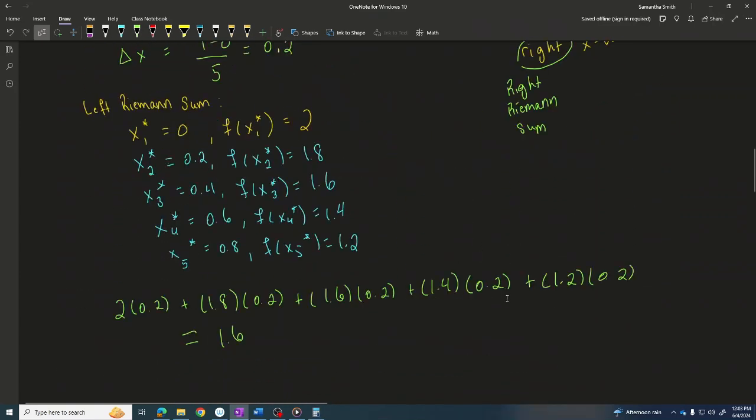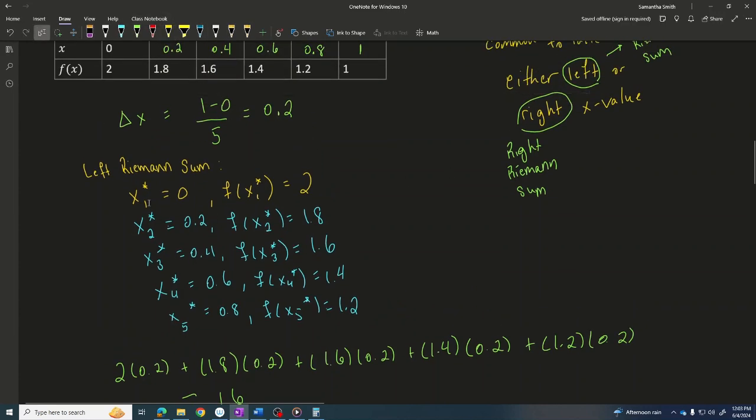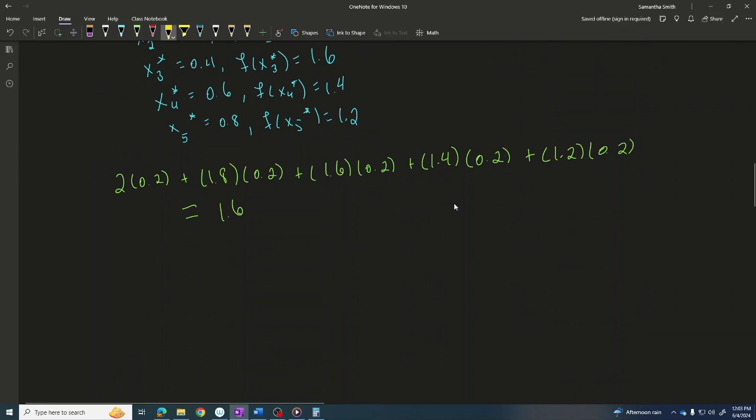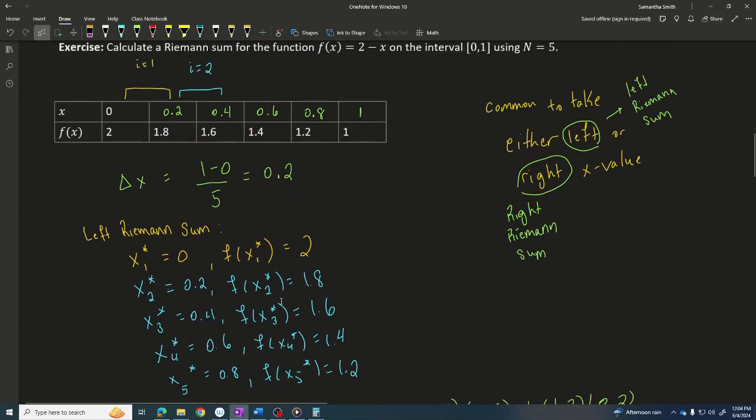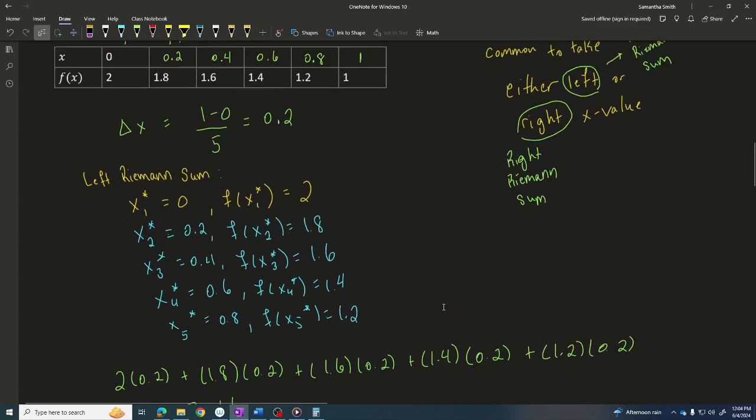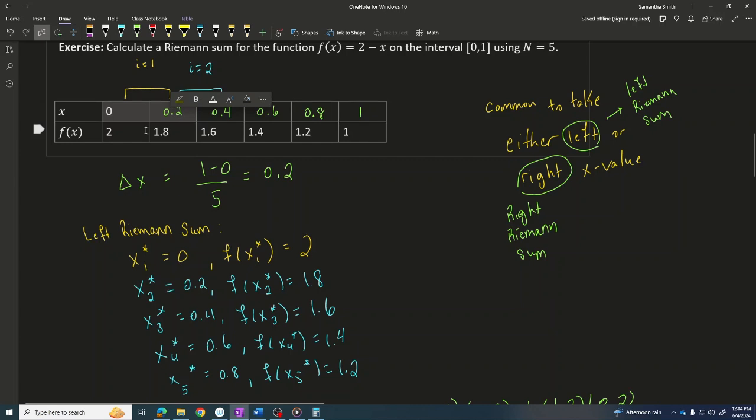Now, of course, it is also possible to make other decisions about what x's from each chunk you're going to choose. For example, I could also answer the question using a right Riemann sum. And the difference between the left Riemann sum and the right Riemann sum is the specific value that you decide to take out of each chunk. If you go with a right Riemann sum, then the x value you're taking out of the first chunk is the x value on the right side.